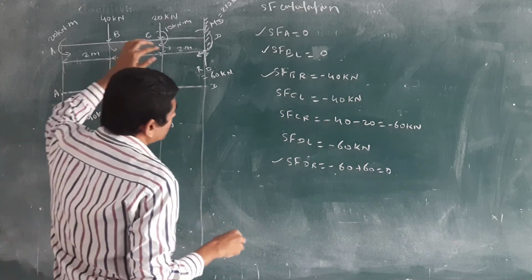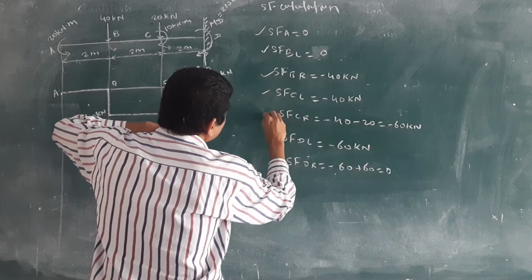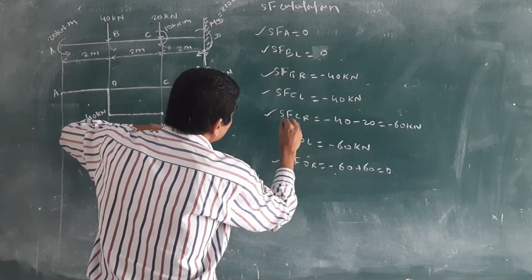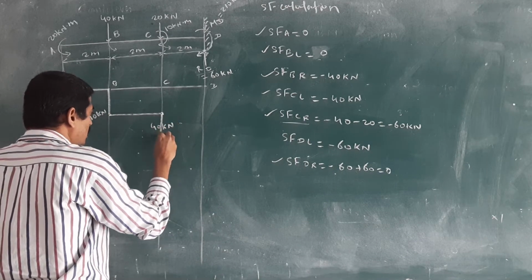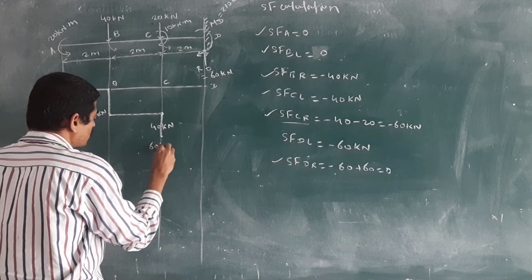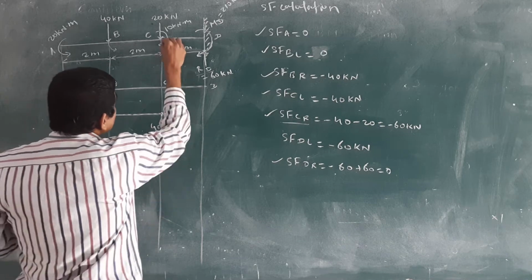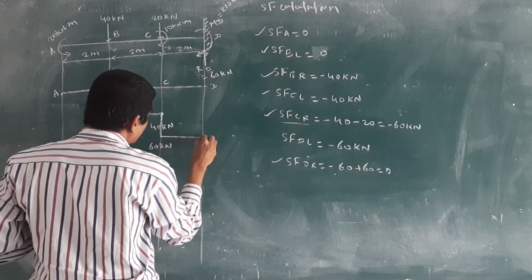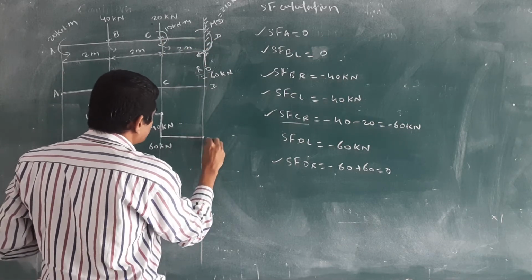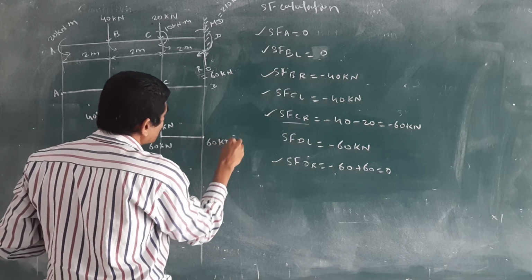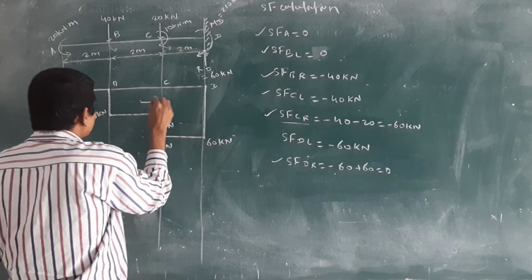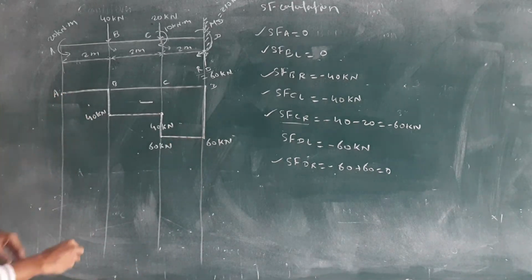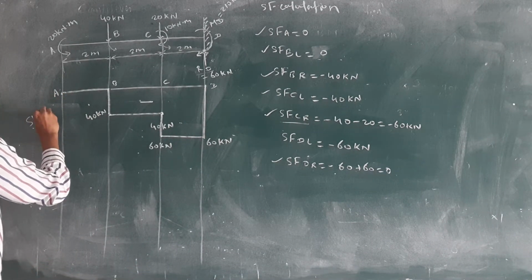Then again check SF at C, there is a 20 point load. We will get the right side minus 60. And we are coming downward again, minus 60 kilonewton. Then C to D, no load, we will travel straight. Then 60 kilonewton. And at D, just right side, we will get 0. Then you will get the negative shear force diagram, SFD.